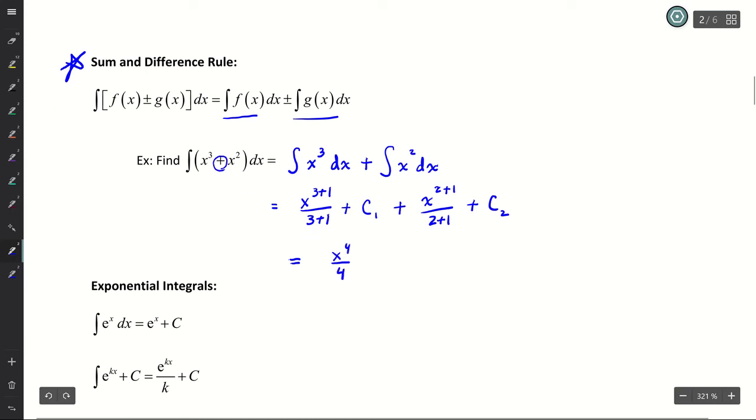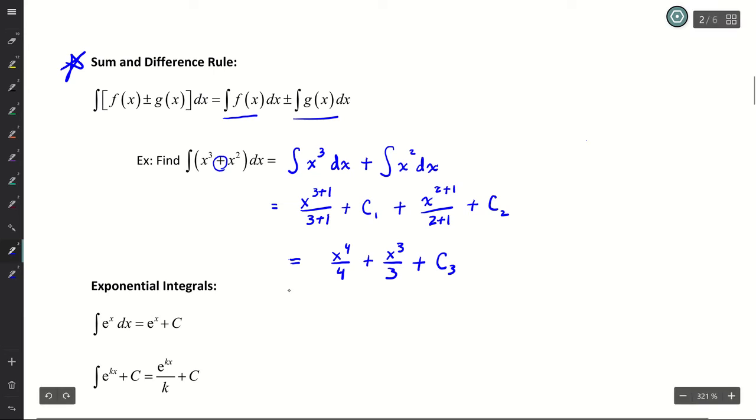I'm going to skip over the c1 just for right now and go to this variable part. That would be an x cubed over 3. And then you would add your c1 and your c2 together and get some other constant. We don't care what the constant is. We just care that there's a constant showing.